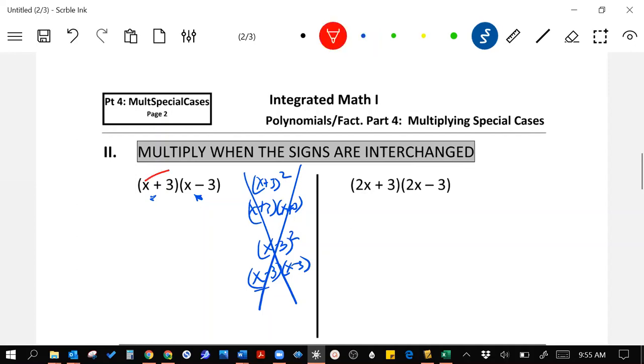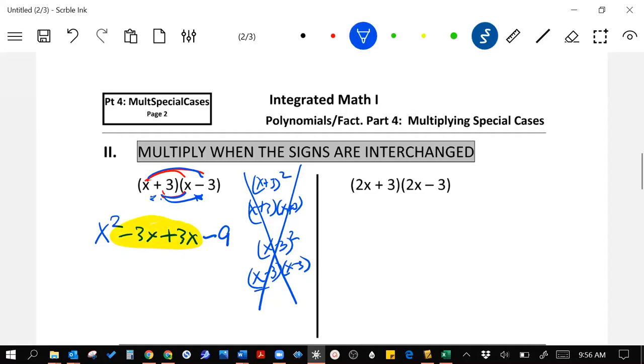A different thing. Instead, I'm going to do x times x and x times negative 3, 3 times x, and 3 times negative 3. So that means x times x is x squared. And then this one's negative 3x. This one's positive 3x. And this is a negative 3 times 3 is 9. And notice now about these two in the middle. Okay, they cancel out. So I get x squared minus 9. And that would be my answer for this.